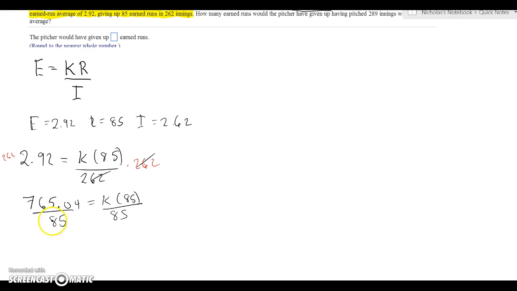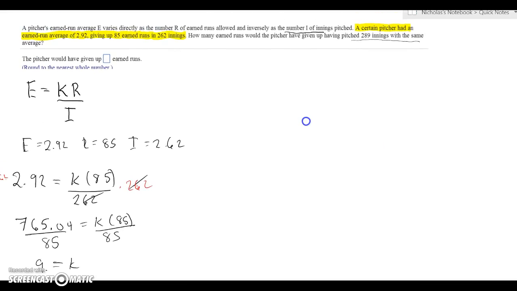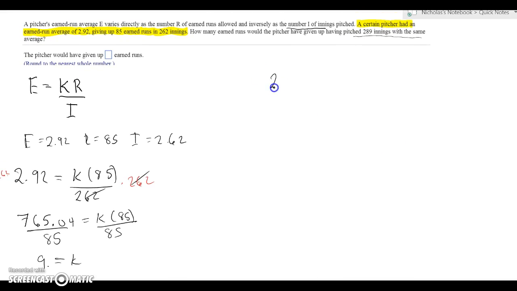And I get 9.00047. So we're just going to call K 9. Okay? If we have that many zeros in our decimal, I think we're good. So now that we have K, let's go back up to the problem. It said, how many earned runs would the pitcher have given up if having pitched 289 innings at the same average? So let's see. So here we know the number of innings is going to be 289.